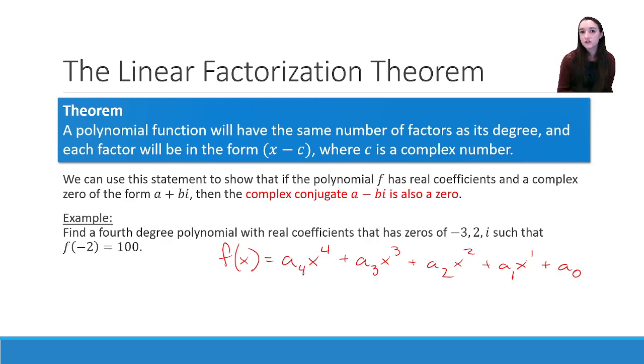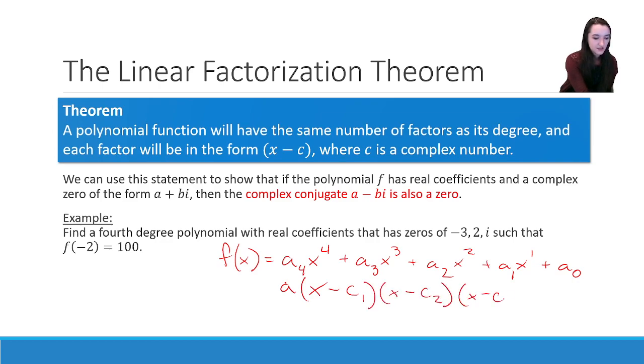But we know from our linear factorization theorem that in factored form it should look something like a times (x minus c1) times (x minus c2) times (x minus c3) times (x minus c4). So we're kind of working our way backwards from a factored form. We have this factored form and we want to now plug into it. We know our zeros. Our zeros are negative 3, 2, and i, but we should have 4 of them.